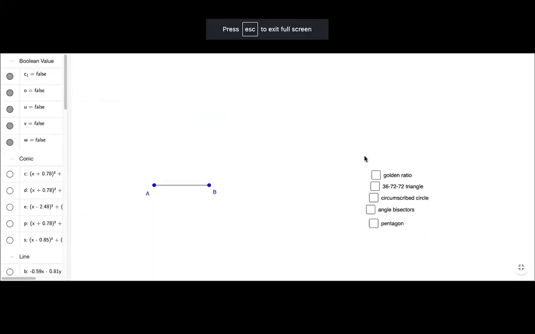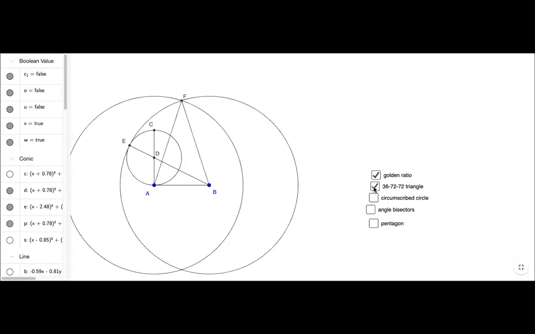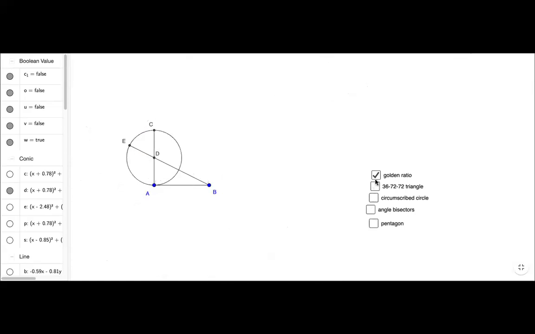Okay, so again, the general idea is going to be somehow make a golden ratio. I'll tell you about that in a second. Use it to make a 36, 72, 72 triangle. Make a circle around the 36, 72, 72 triangle. Make the two angle bisectors. And in that picture is the Pentagon. That's the general idea. Of course, I'm going to go through this nice and slow, but at least I want you to see what the plan is.